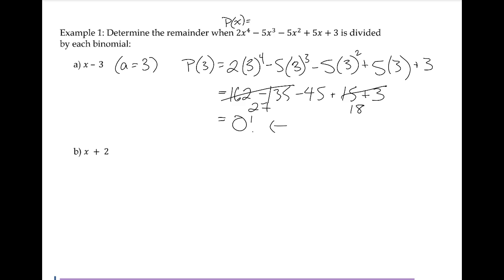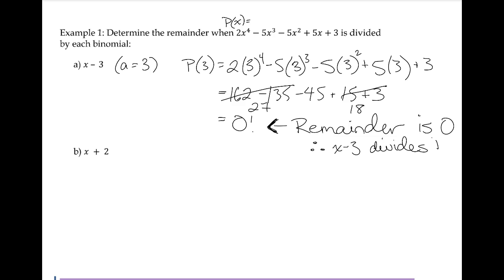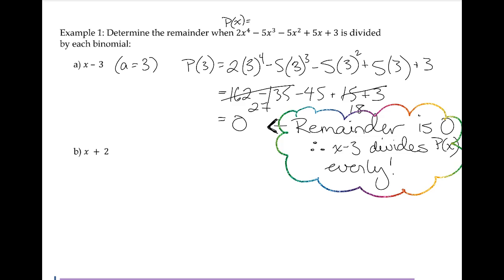Just something to remember is that if your remainder is 0, that means that this binomial goes into this polynomial evenly. Thinking back to our previous unit, that would be confusing. Okay, so that's the key idea: if your remainder is 0, then it goes in evenly.